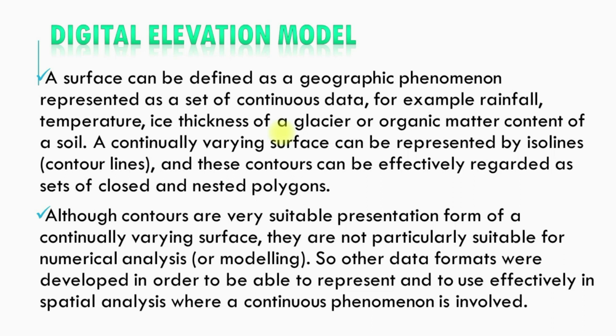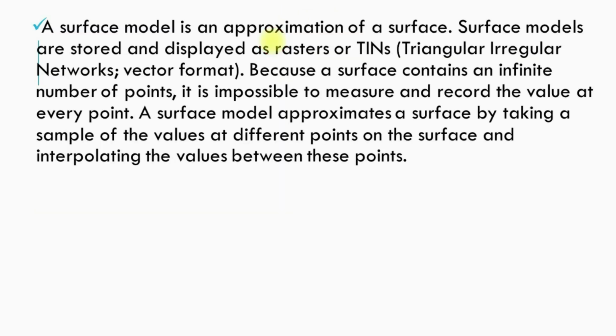So all the data formats were developed in order to represent and to use effectively in spatial analysis where a continuous phenomenon is involved. A surface model is an approximation of a surface. Surface models are stored and displayed as rasters, datasets, or TINs, which are triangular irregular networks in vector format. Because a surface contains an infinite number of points, it is impossible to measure and record the value at every point. A surface model approximates a surface by taking a sample of the values at different points on the surface and interpolating the values between these points.